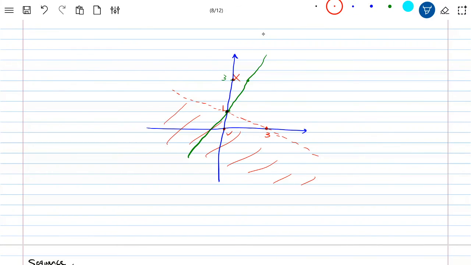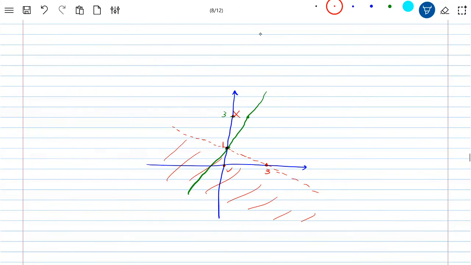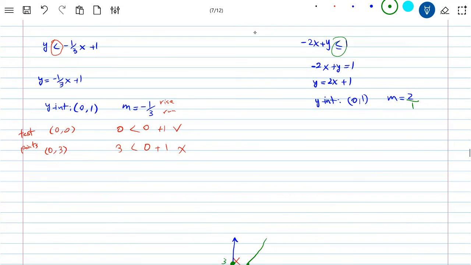How about for the green? For the green, you can pick test points again. What you pick is one point on the right of the green line and one point on the left of the green line. Again, you can pick the same points. It is possible. 0, 0 is on the right, and 0, 3 is on the left. So I'll use the same test points: 0, 0 and 0, 3.